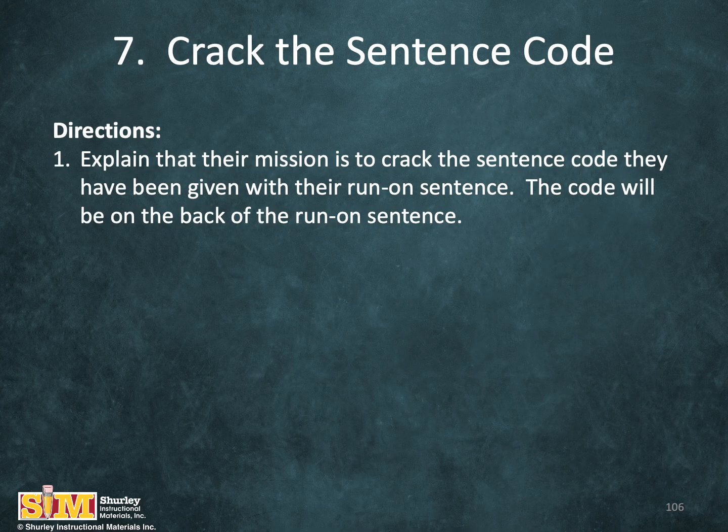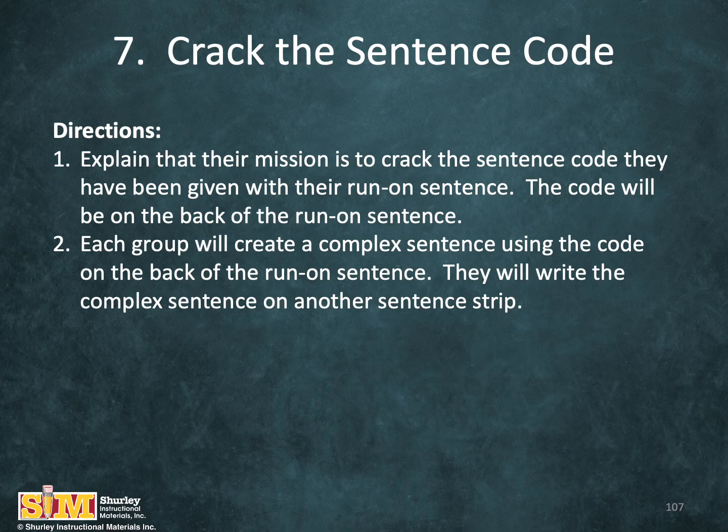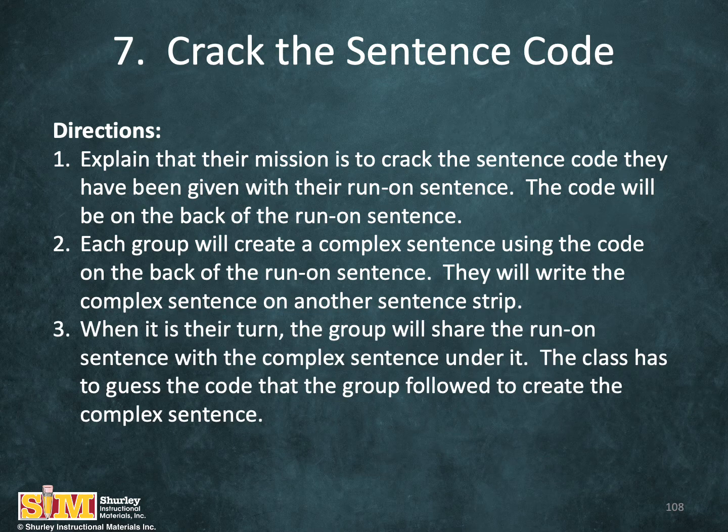Now let's look at the directions for Crack the Sentence Code. Number 1. Explain that their mission is to crack the sentence code they have been given with their run-on sentence. The code will be on the back of the run-on sentence. Number 2. Each group will create a complex sentence using the code on the back of the run-on sentence. They will write the complex sentence on another sentence strip. Number 3. When it is their turn, the group will share the run-on sentence with the complex sentence under it. The class has to guess the code that the group followed to create the complex sentence.